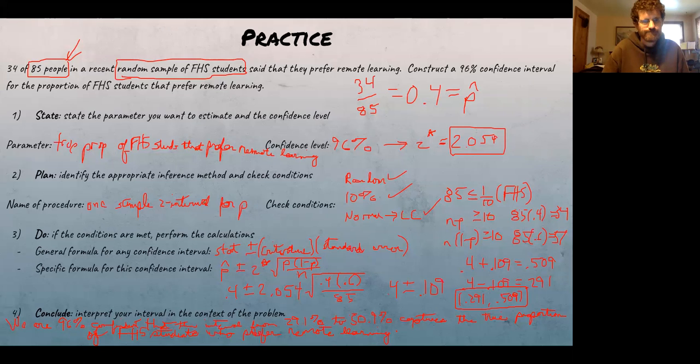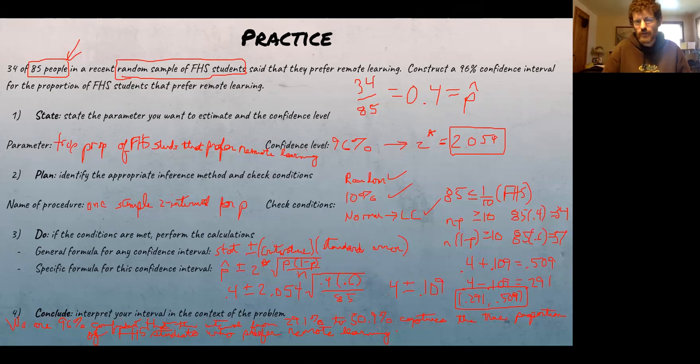Okay. So I wish I had added one extra question onto this, but I'll just verbalize this question instead. Suppose someone said, oh, 34 of 85 people in the survey, oh, well, therefore, a majority of people don't want to stick with remote learning. And the question is, can we definitively say that a majority of people don't want to stick with remote learning?